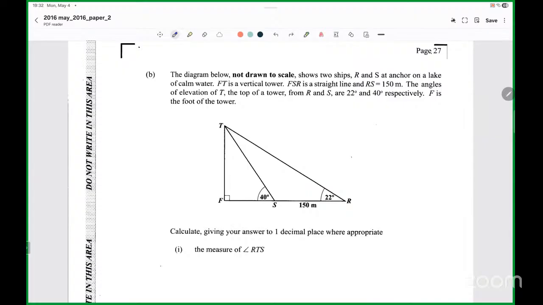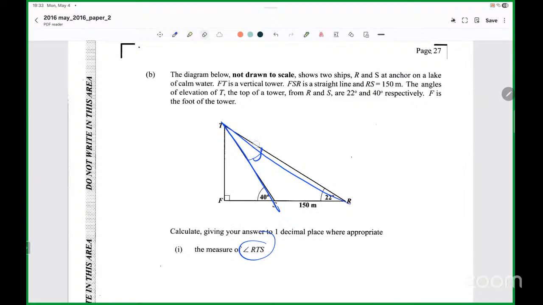Angle of elevation of T, the top of the tower, from R and S are 22 and 40 degrees respectively. See them here, they give them. So it's angle looking up, angle looking up. They give those two angles. Nice and easy. All right. It says F is the foot of the tower. I want us to calculate, to 1 decimal place, the measure of angle RTS. RTS. That's this angle up here.